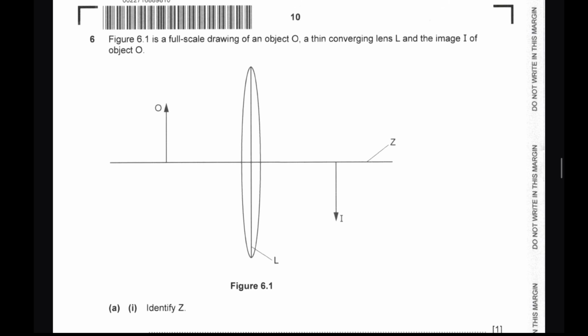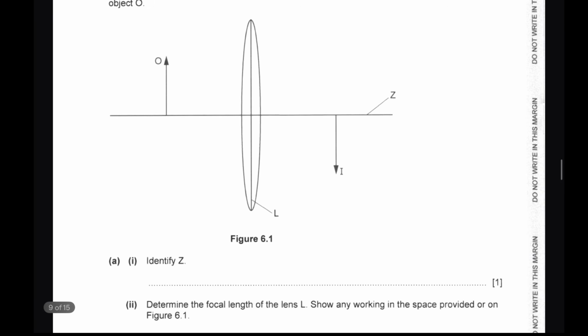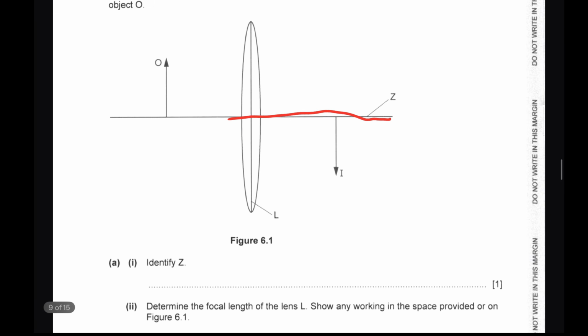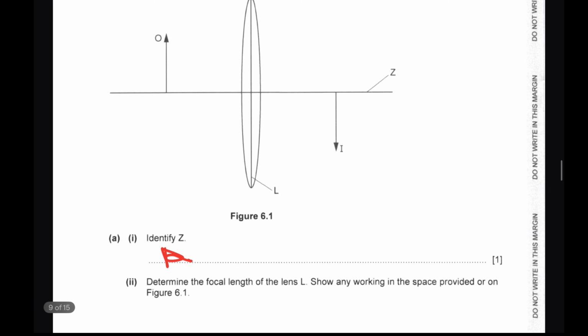All right, let's move on to the next question. 6.1 is a full-scale drawing of object O, thin converging lens L, and image I of object O. So, okay, fine. Identify Z. Where's Z? Okay, so Z is basically this line, which is the principal axis. All right, so yeah, principal axis.